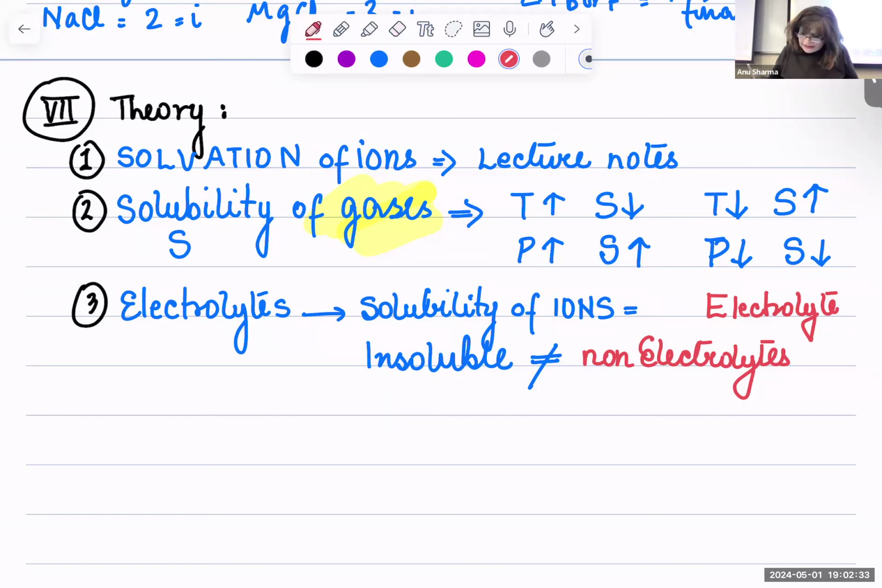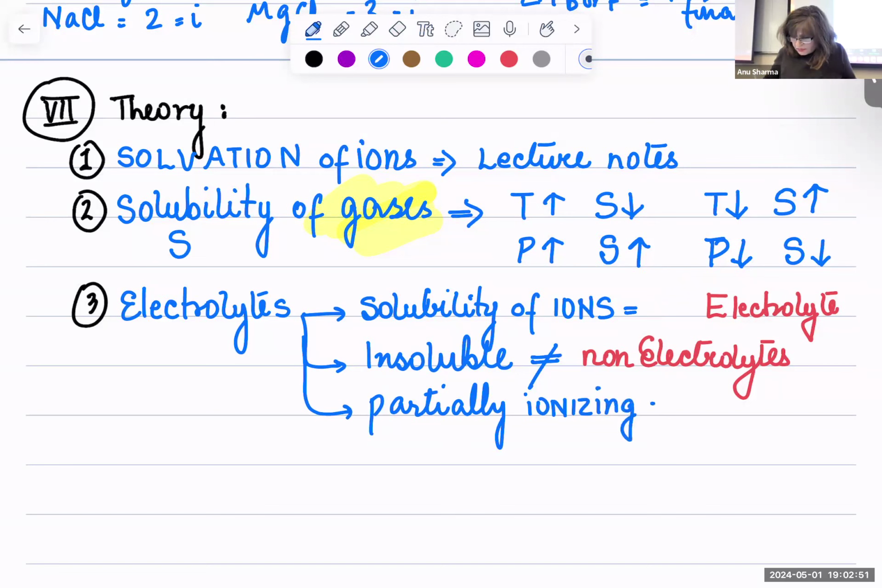All right, next are the weak electrolytes. What's the deal with weak electrolytes? They are partially soluble, and partially soluble means partially ionizing, not completely ionizing. So they will be electrolytes, but weak electrolytes. Know that. What will you see in weak electrolytes?